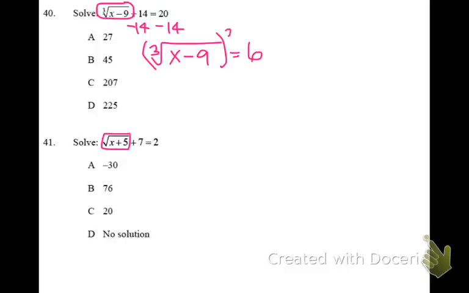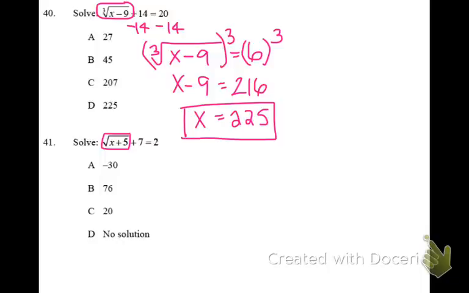From here you want to cube both sides. That gives me x minus 9 equals 6 to the 3rd is 216. Add 9 to both sides, and you get x equals 225. Now with radicals, you should always check your answer, which means you should take that 225 and plug it back in for x and see if it equals 20 when you take the entire expression and plug it in, which indeed it is. So then your answer is going to be that 225.